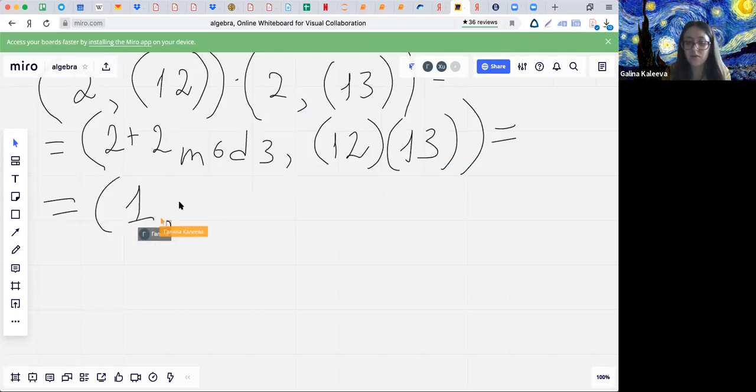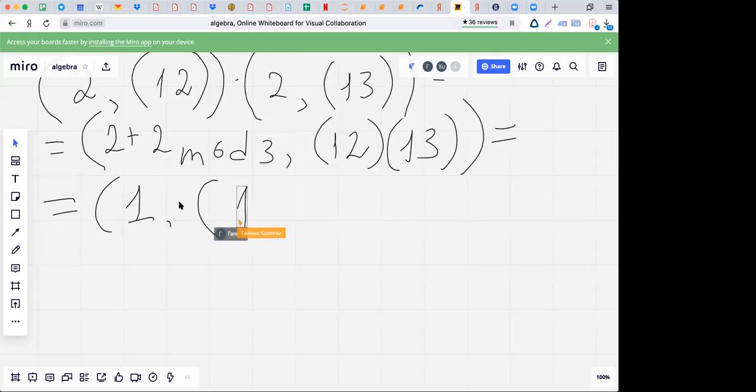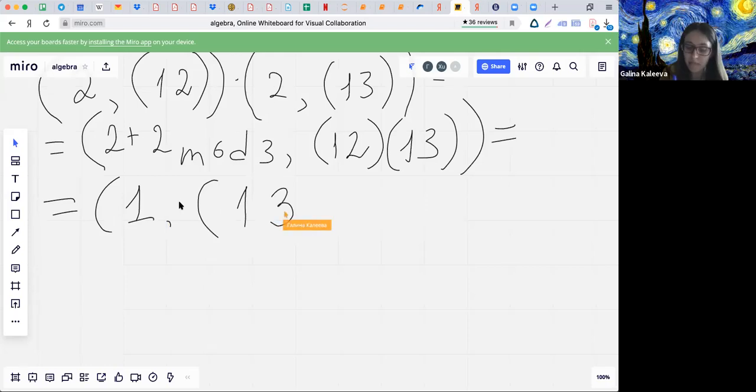And what's the product of (1 2) and (1 3)? Here I have 1, 2, 3; 3, 2, 3; 1, 3; 1, 3, 2. This is a 3-cycle, yeah? So that's the product of these elements.